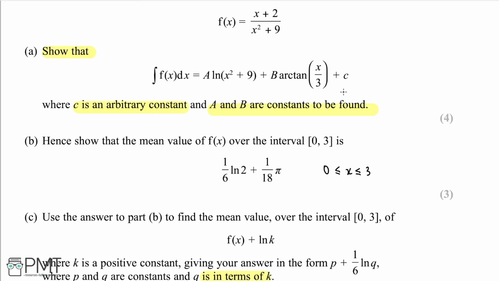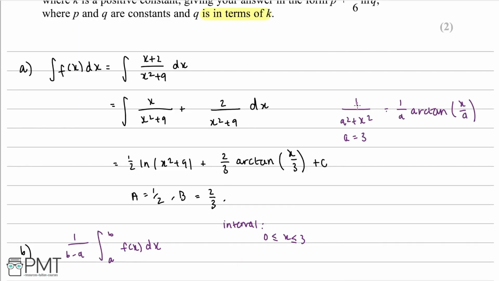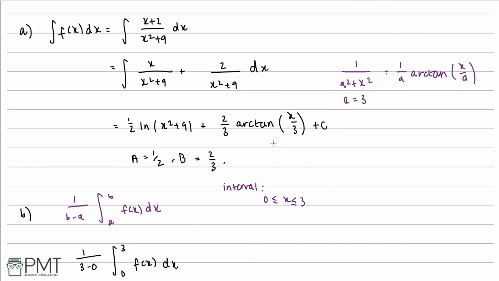Now that we've answered the question, let's find out where the marks are. For part A, you get 1 mark for identifying that x plus 2 over x squared plus 9 is equal to x over x squared plus 9 plus 2 over x squared plus 9. You get another mark for integrating the first fraction, so x over x squared plus 9 is equal to a half ln x squared plus 9. And you get another mark for integrating the second fraction using the information that you're given in the formula book. So 2 over x squared plus 9 is equal to 2 over 3 arctan x over 3. You get a final accuracy mark for arriving at the correct answer.